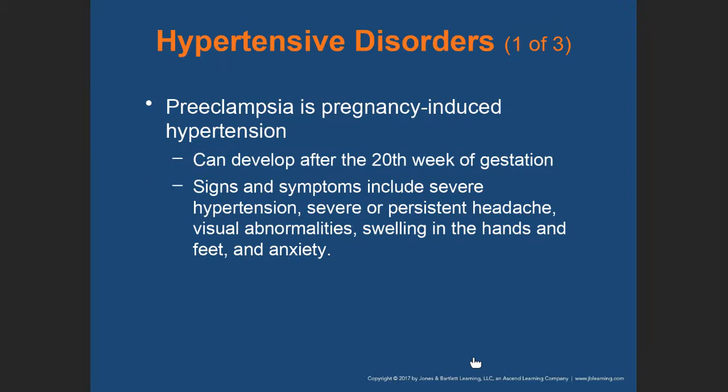So preeclampsia is pregnancy-induced hypertension. It can develop after 28 weeks of gestation. Signs and symptoms include severe hypertension, severe or persistent headache, visual abnormalities, swelling in the hands and feet, and anxiety. So the pressure goes up, that's a key one. They will have edema, that's a common one, and protein spills out in the urine, which is quite common as well. You're doing a urine analysis.